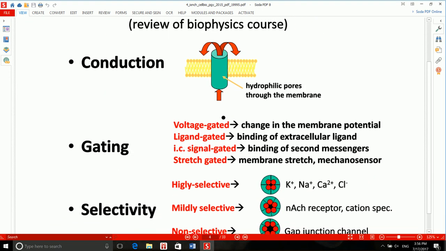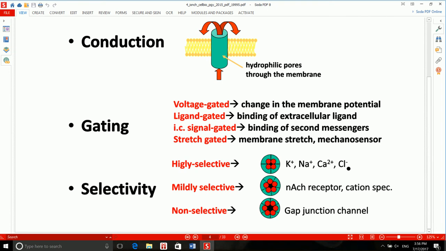Now let's talk about different types of channels. As you guessed by now, channels are categorized into four types by the triggers. Voltage gated, like for example sodium or potassium channels, if you remember from biophysics, when we are having an action potential. Ligand gated ion channels, like the nicotinic acetylcholine receptor, which we will talk about.